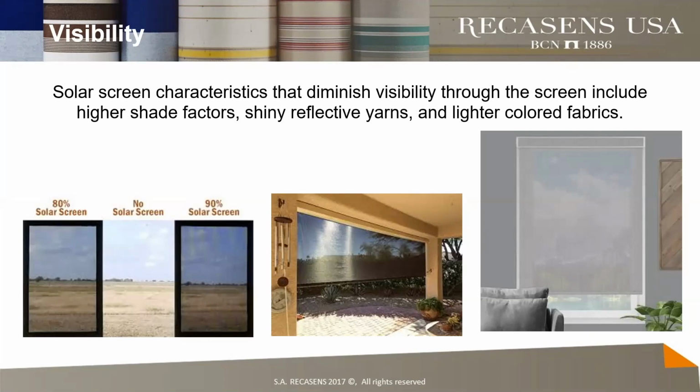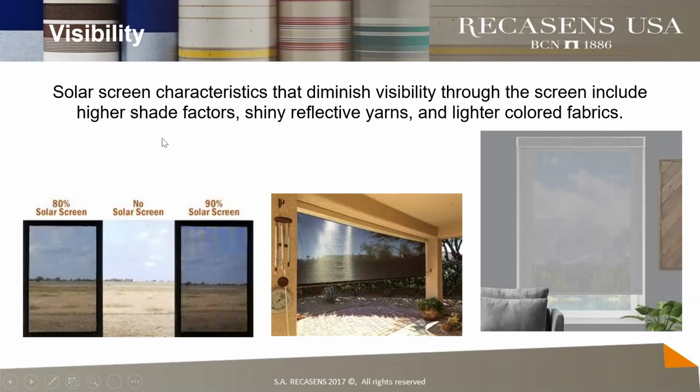When it comes to screens, it gets even more complicated in that you have screens with different colors and different openness factors. If you look on the left side here, you can see a screen with an 80% shade factor and one with a 90. The color of the mesh is the same, but the open weave gives you better visibility. Of course, it blocks less of the sun's energy, but you get better visibility.